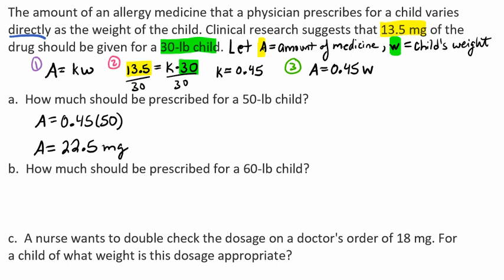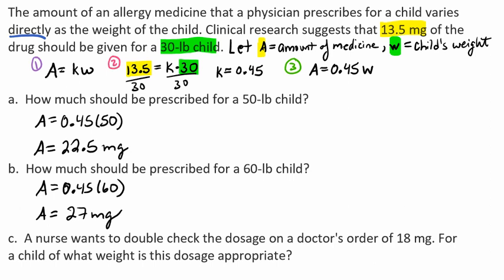So how much should be prescribed for a 60-pound child? Well, this time, instead of plugging in a 50, we're going to plug in a 60. And this is going to tell us that we should have 27 milligrams for a 60-pound child. And we can even change it up. In problem C, it says a nurse wants to double check that the dosage on the doctor's order of 18 milligrams. So for a child of what weight is this dosage going to be appropriate?